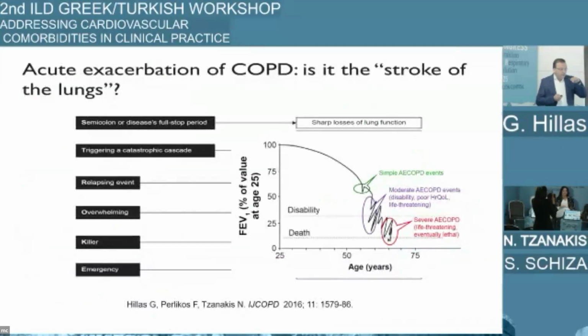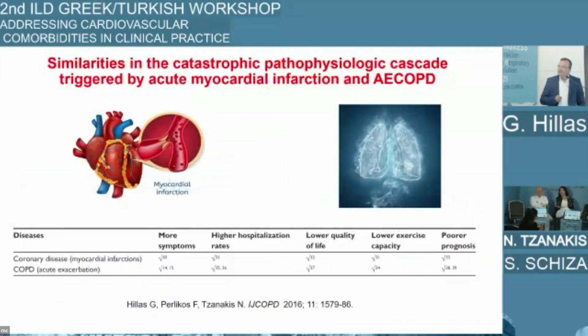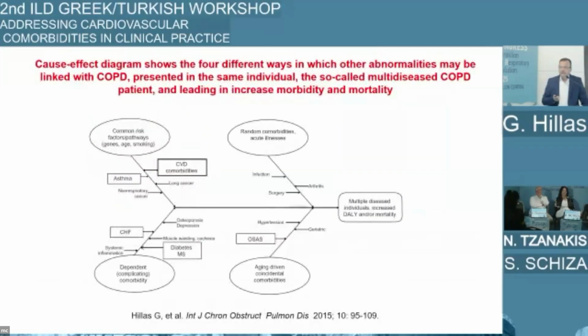And as we all know, acute exacerbation of COPD is a strong event in the course of the disease and is characterized by sharp losses of lung function. This is a figure by Nikos Giannakis. And there are certain similarities in the catastrophic pathophysiologic cascade triggered by acute myocardial infarction or by acute exacerbation of COPD, regarding more symptoms, more hospitalizations, lower quality of life, lower exercise capacity, and finally, poorer prognosis. And this is another diagram, again by Professor Giannakis, a cause-effect diagram showing the 4 different ways in which other abnormalities may be linked with COPD.